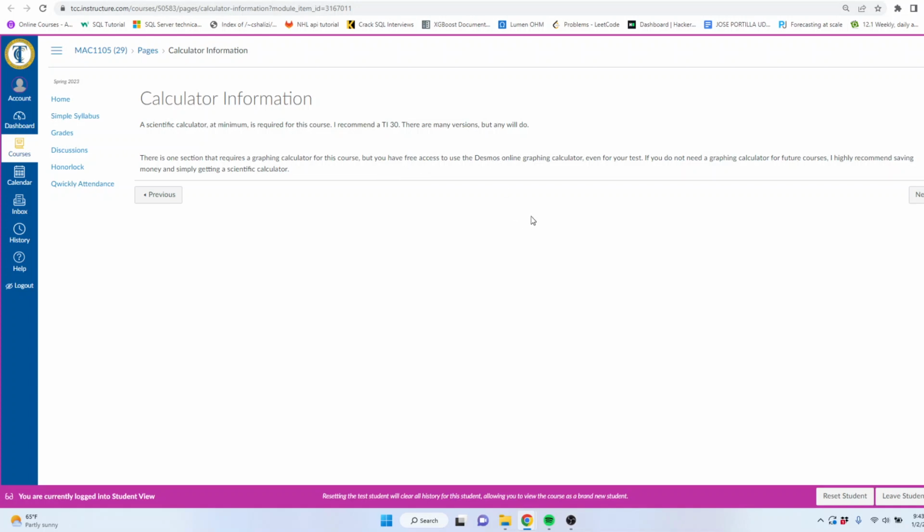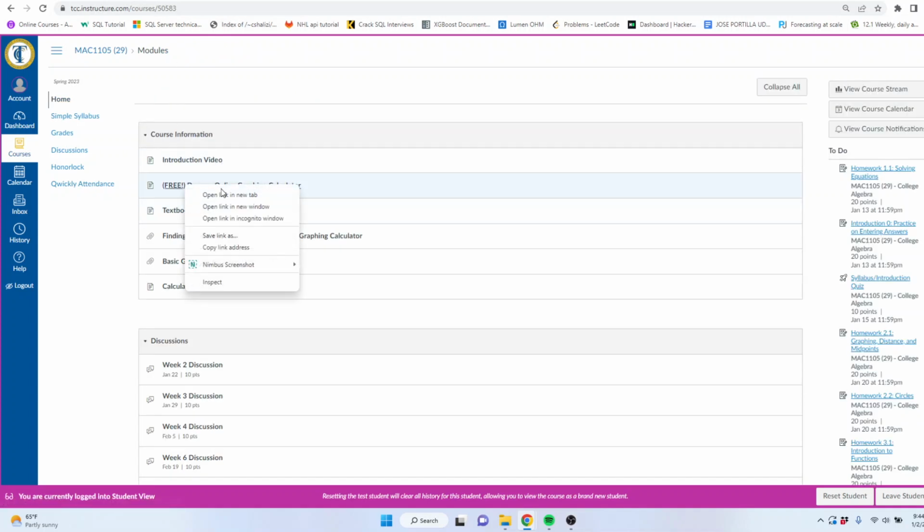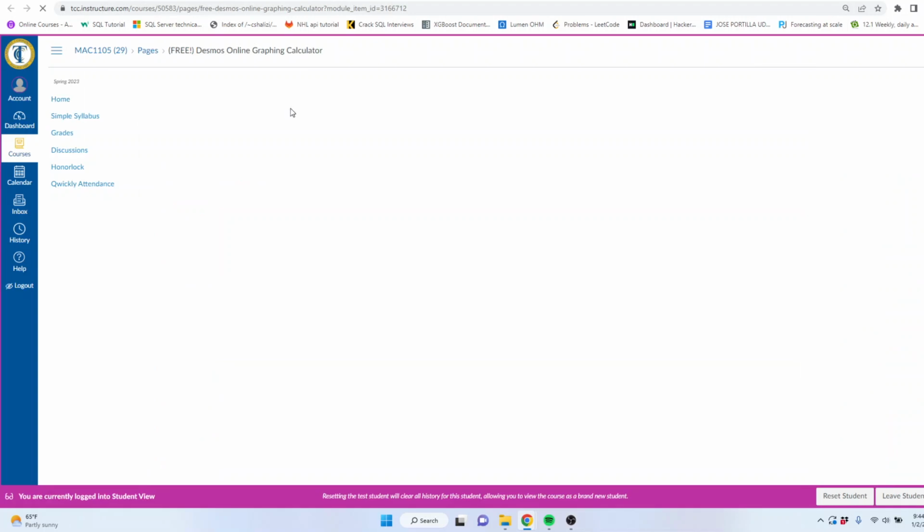You don't have to register for anything, and you're allowed to go to that website when you take tests. It's the only website you can go to outside of the website you're on, Canvas, to take the test. And that's why I highly recommend saving money and simply getting a scientific calculator if you don't already have a graphing calculator.